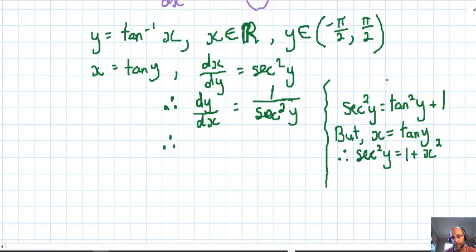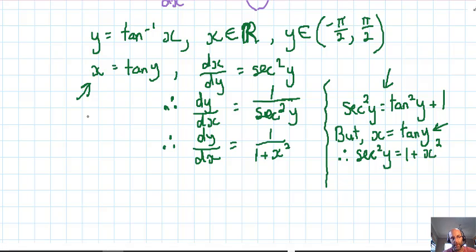Using a version of the Pythagorean identity, which is generally on formula sheets, sec squared y is tan squared y plus 1. In this case x equals tan y, so instead of tan squared y we can put in x squared, and that means dy/dx is 1 over 1 plus x squared.